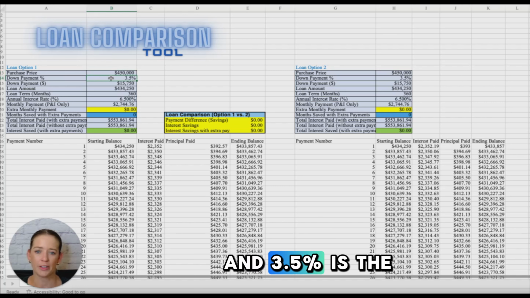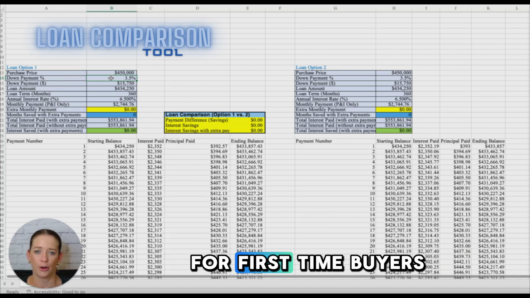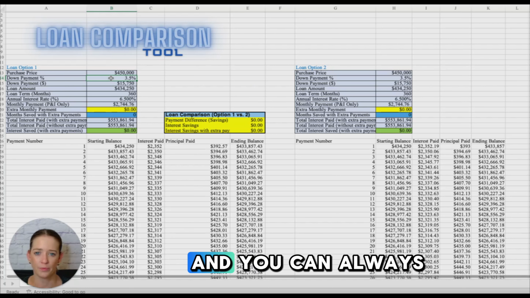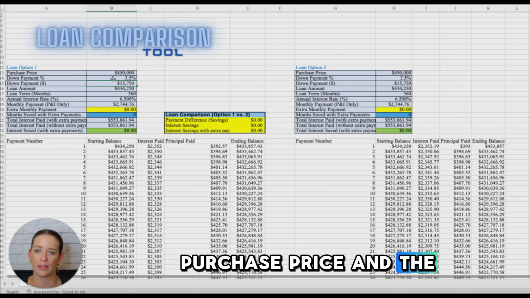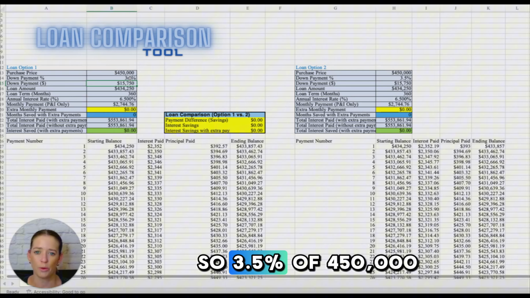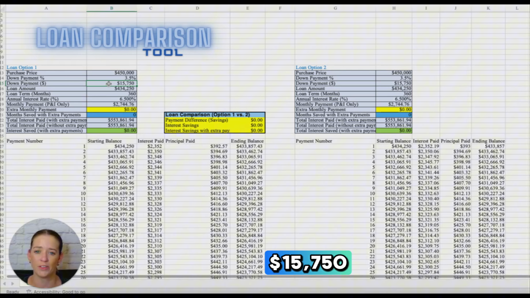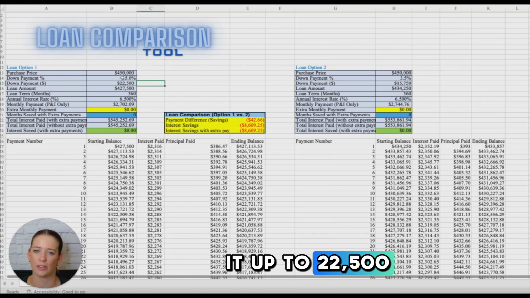3.5% is the minimum down payment required for an FHA loan. For first-time buyers, you can go down to 3% on a conventional loan. And you can always plug in different numbers here if you want to see the impact, but it will spit out what the dollar amount is based on your purchase price and the down payment percentage. So 3.5% of $450,000 is going to be $15,750. So you can see here if you plug in 5%, that bumps it up to $22,500.